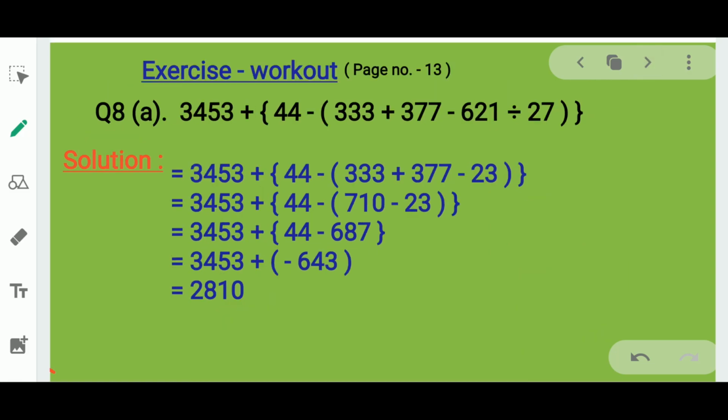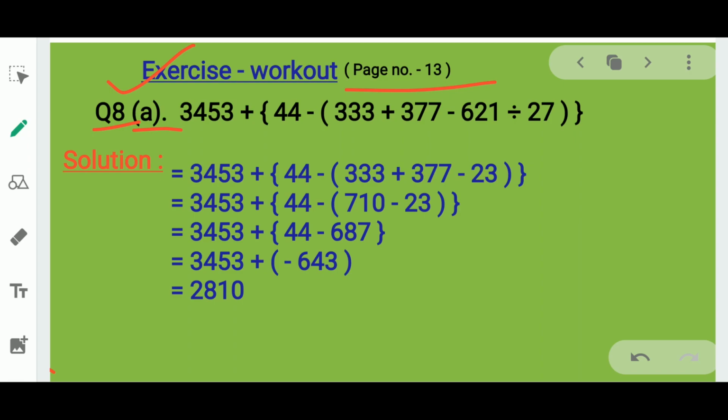Here I have taken one question from the exercise workout, which is given on page number 13 at the last of the chapter. Now here I take a part of question number 8, which is 3453 plus, in curly bracket, 44 minus, in small bracket, 333 plus 377 minus 621 divided by 27, small bracket closed and curly bracket closed.